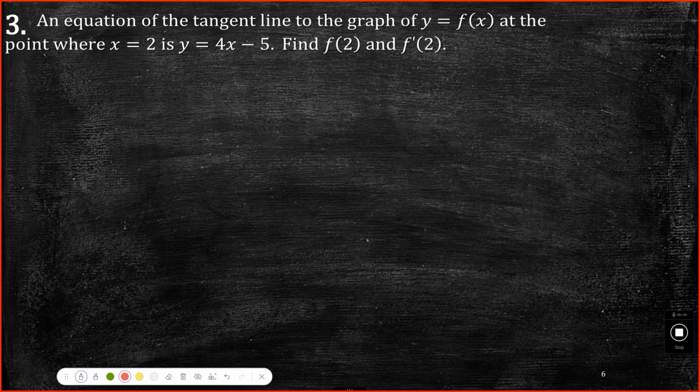Problem 3. An equation of the tangent line to the graph of y equals f of x at the point where x equals 2 is y equals 4x minus 5. It says to find f of 2 and f prime of 2. This is very important to understand: they're telling you that there's some function f of x, and f of x could be any function.